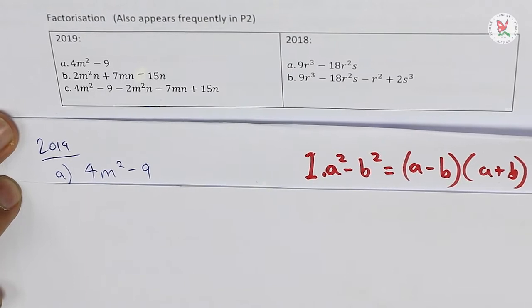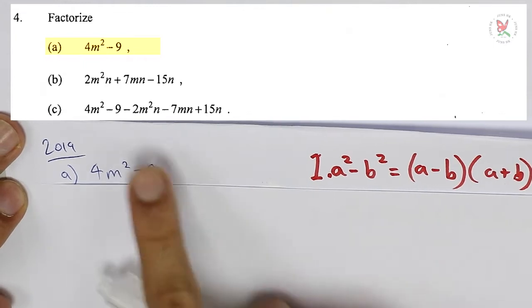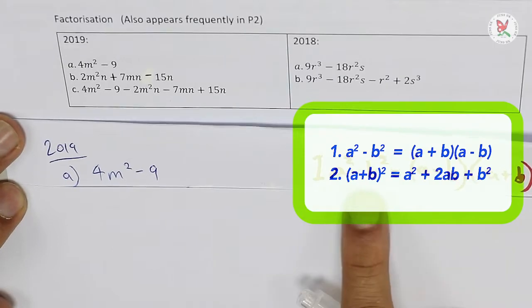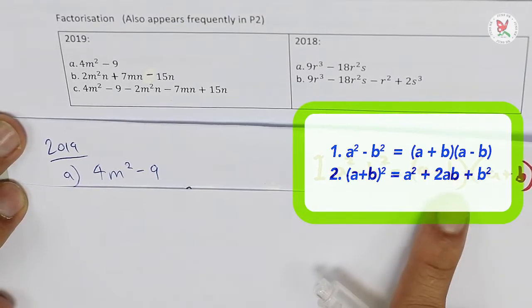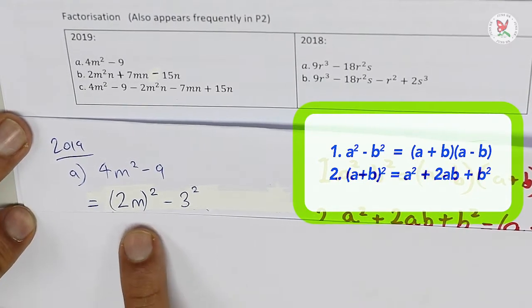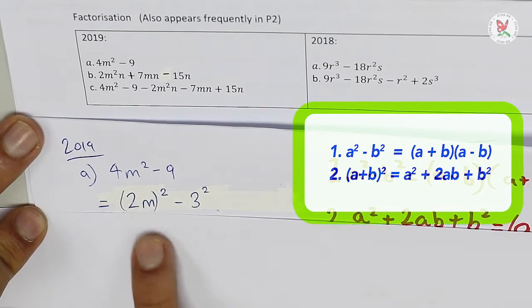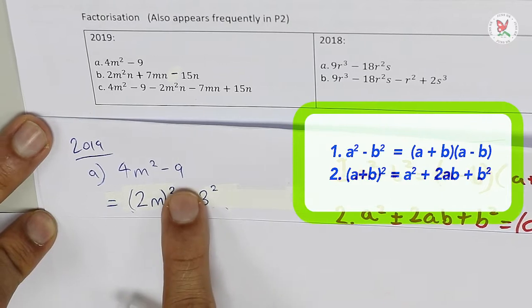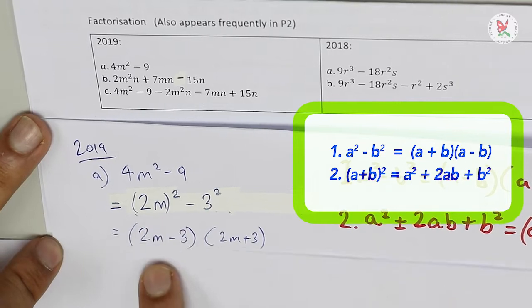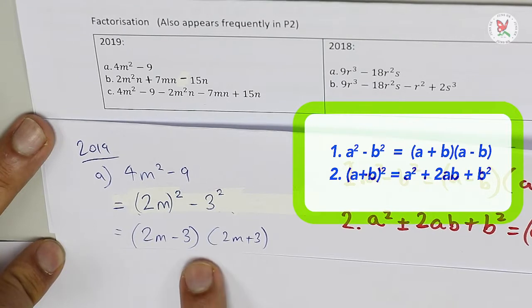So here is a very common factorization question. In 2019A, they're asking us to simplify this. Here we identify that it looks very similar to this common identity, a squared minus b squared equals (a minus b)(a plus b). So we first try to make this more like a squared minus b squared. We take the square root of 4m squared, we have 2m, and the square root of 9 is 3. So we're able to find out that the answer would be (a minus b)(a plus b), where a is 2m and b is 3.